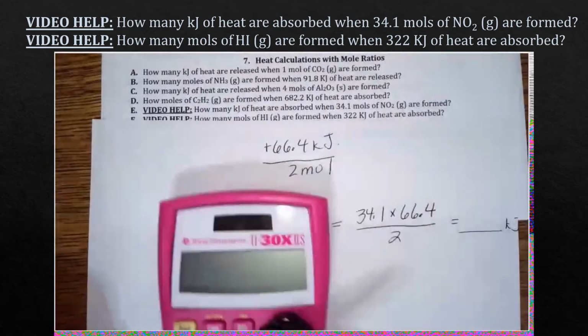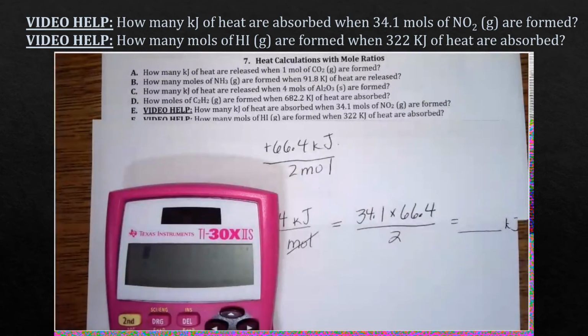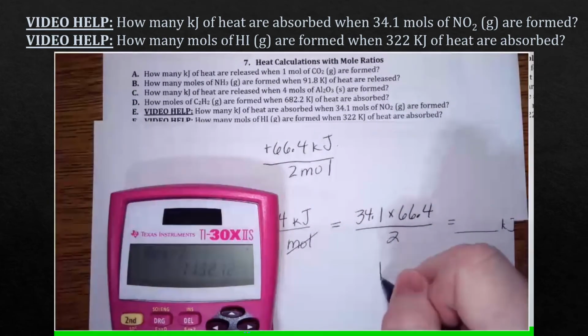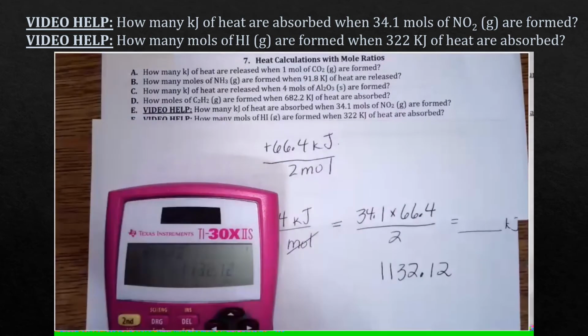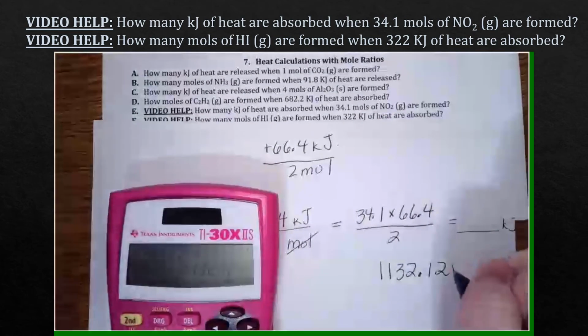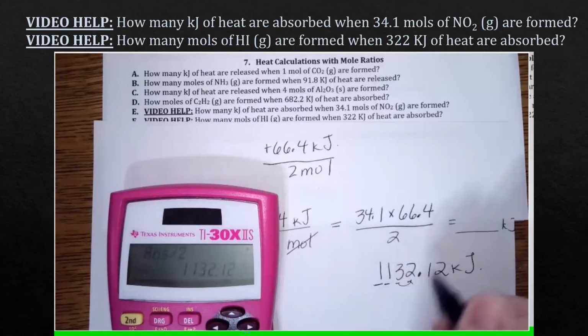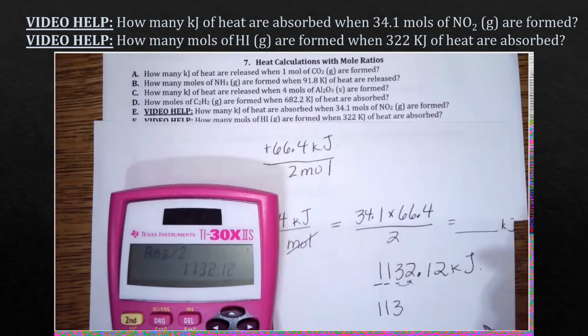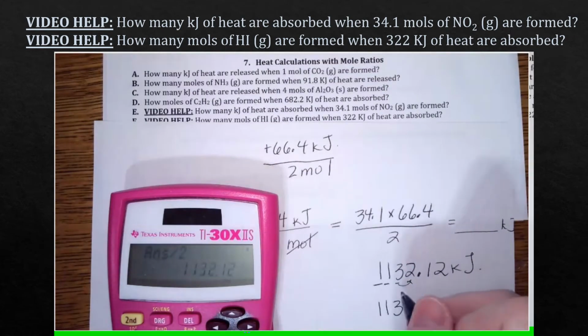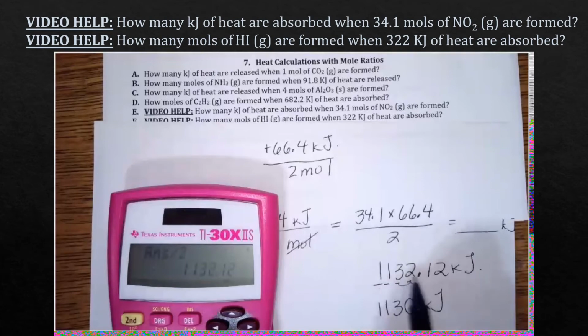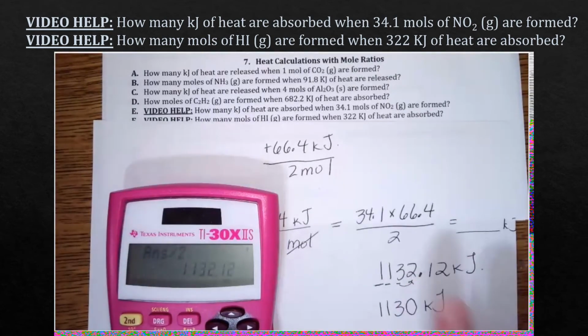So let's see what we get. 34.1 times 66.4 divided by 2 equals 1132.12 kilojoules. Let's go back to my problem. I had 3 significant figures, 1, 2, 3. The 2 says don't round up, so I do this, but I'm not done. See, here's where the decimal point is. Every digit up until the decimal point has to be replaced with a 0, because 1,132 would not round to 113. That would make no sense.